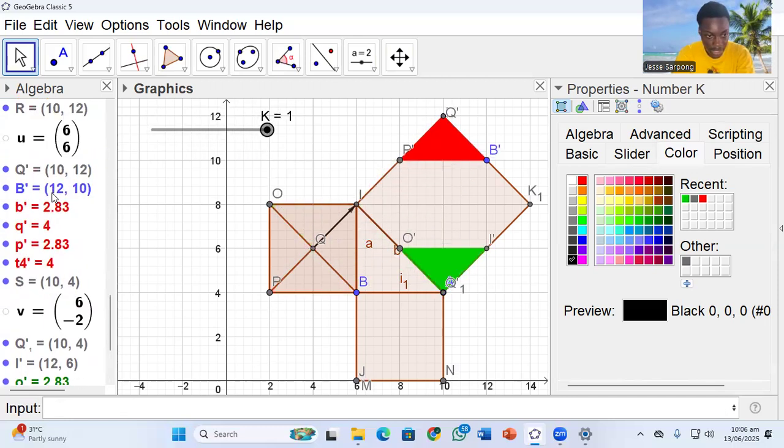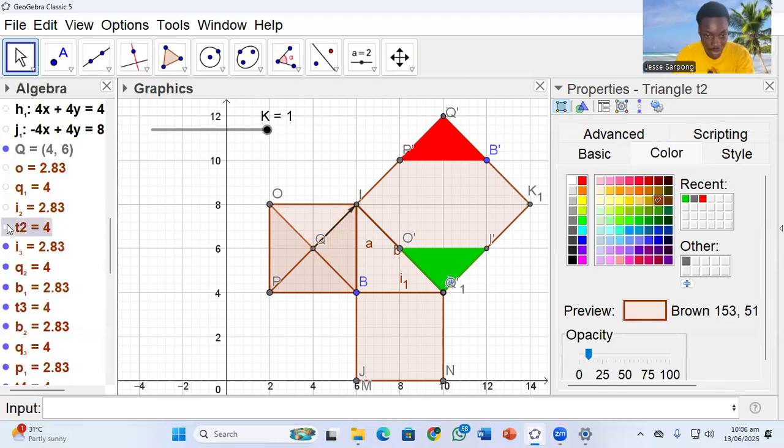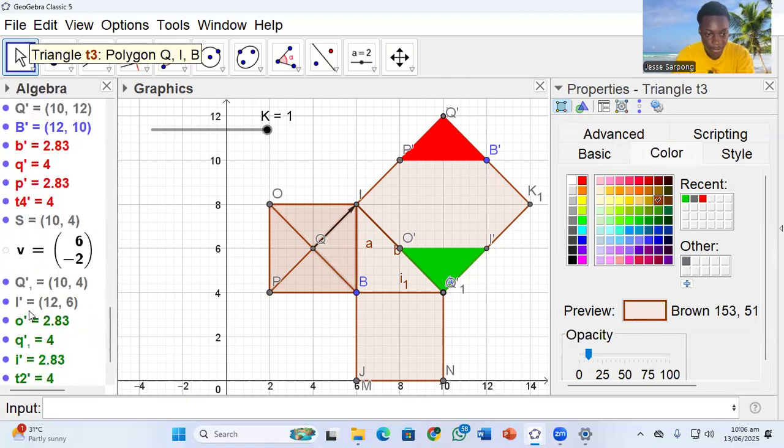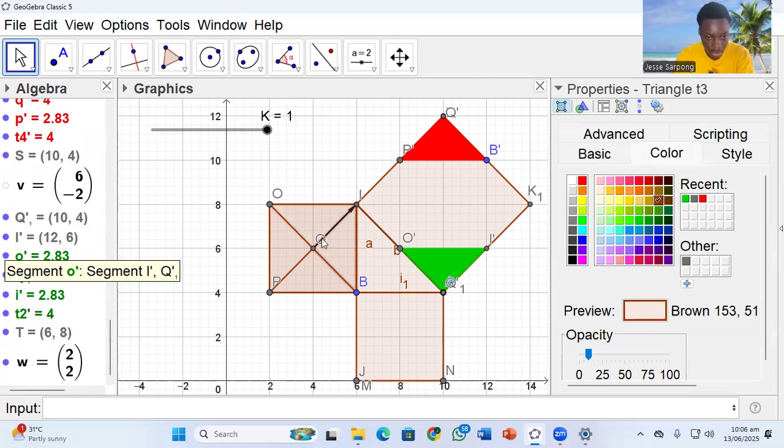So I think I made a mistake with the polygon. It was not T2. It's the polygon over this side. It's rather T3, sorry. The polygon should be T3 rather.